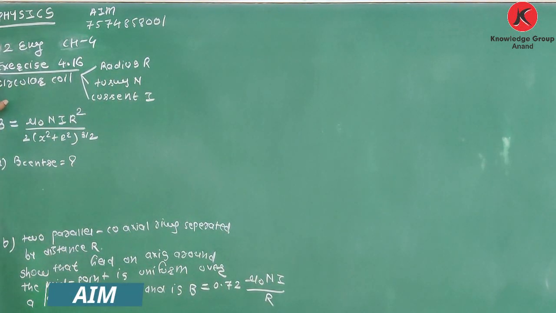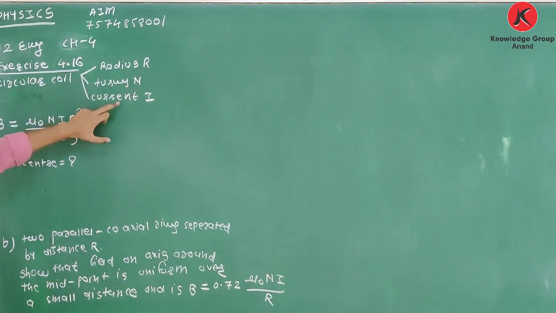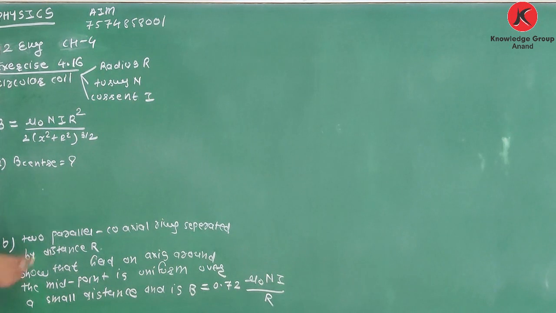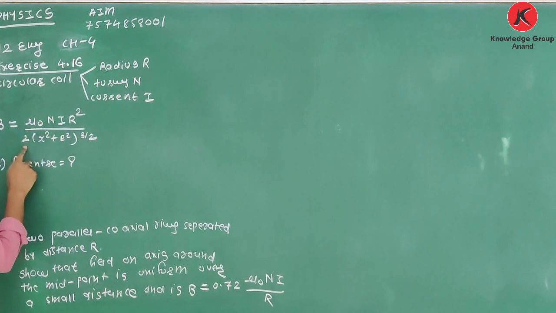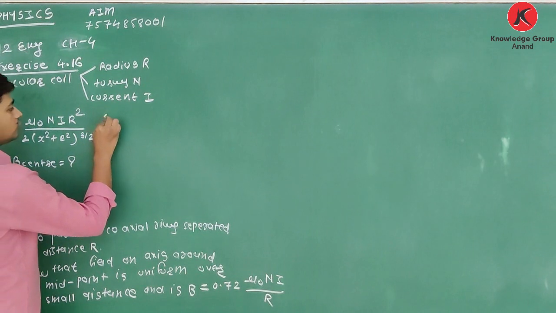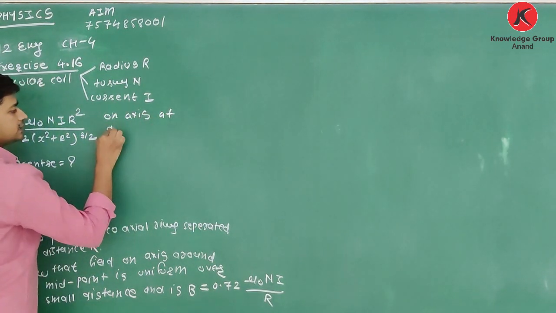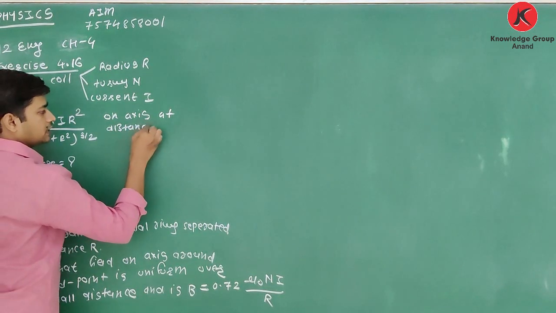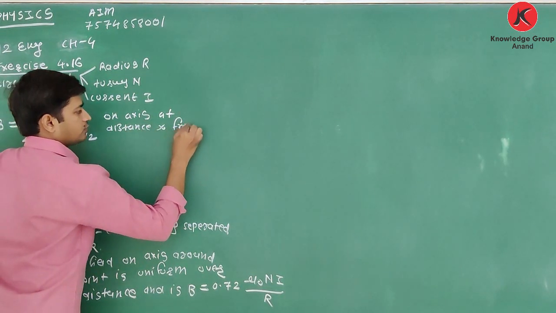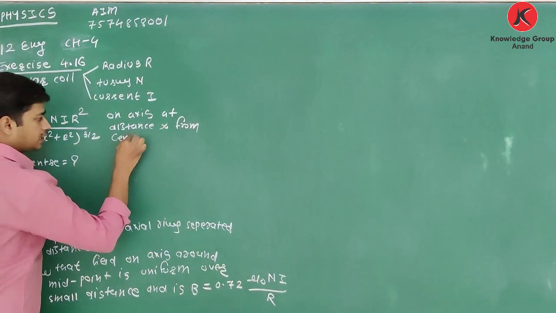Exercise 4.16. You are given a circular coil of radius r having n turns and current I. And you know the magnetic field on the axis at distance x from the center: B = μ0 N I r² / 2(x² + r²)^(3/2). That is the equation of the magnetic field on the axis at distance x from the center.